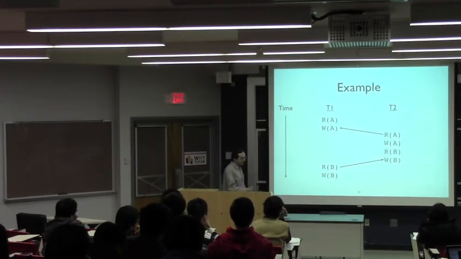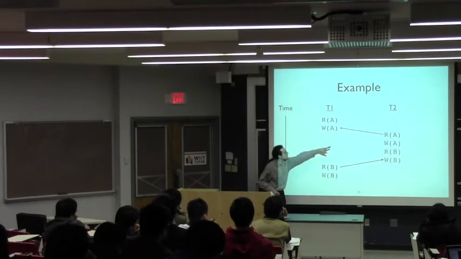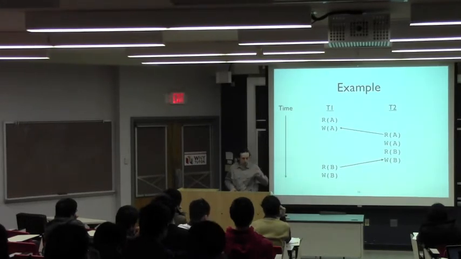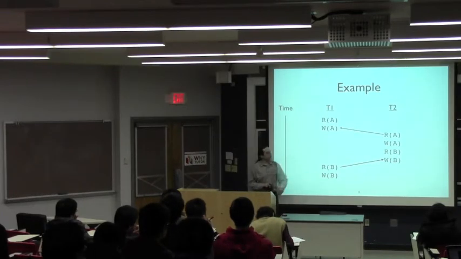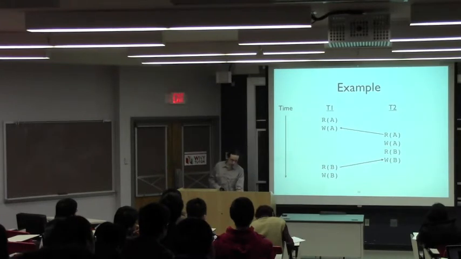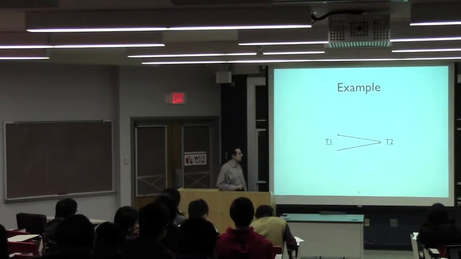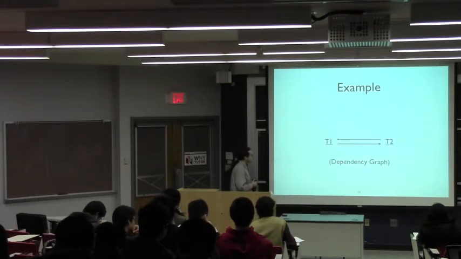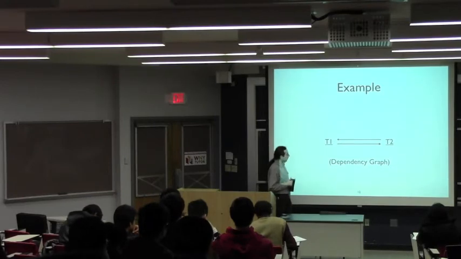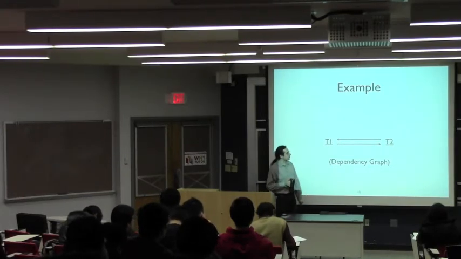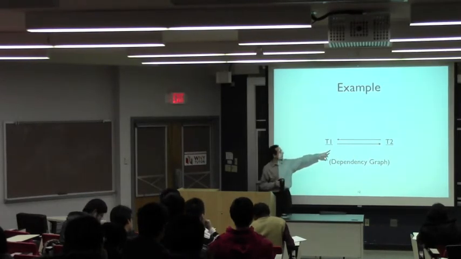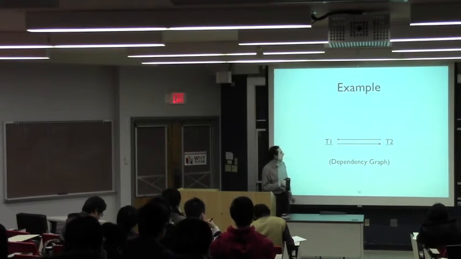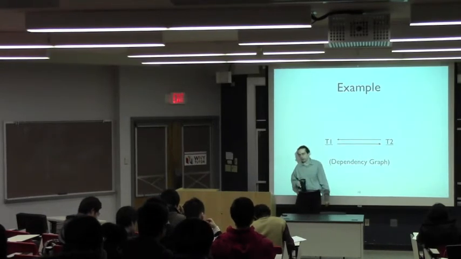So let me zoom into that a little bit more. In this case, we have those dependencies, one from T2 to an operation of T1, and one dependency from T1 to an operation of T2. So we can take these and create what's known as a dependency graph, where we have a node for every single transaction and an edge for each one of these operational dependencies. So in this case, T2 has a read that depends on the output of T1, and T1 has a read that depends on the output of T2.